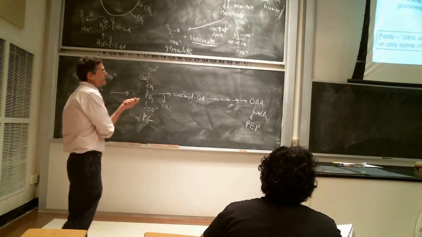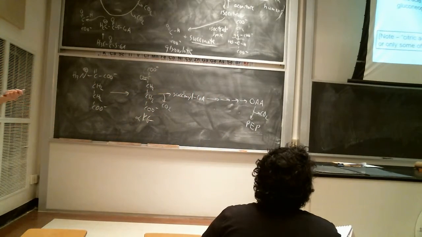Now, the alternative answer that 5% of you are going to be mad at me about is, if you did this, citric acid cycle, you get to malate. Malic enzyme makes pyruvate. Pyruvate carboxylase makes oxaloacetate. That's sort of an alternative way to get to oxaloacetate. But you don't have to do that. You don't need malic enzyme to make an oxaloacetate.